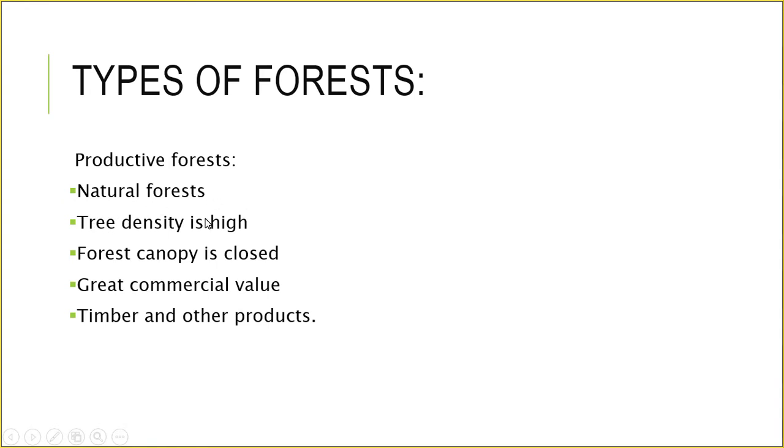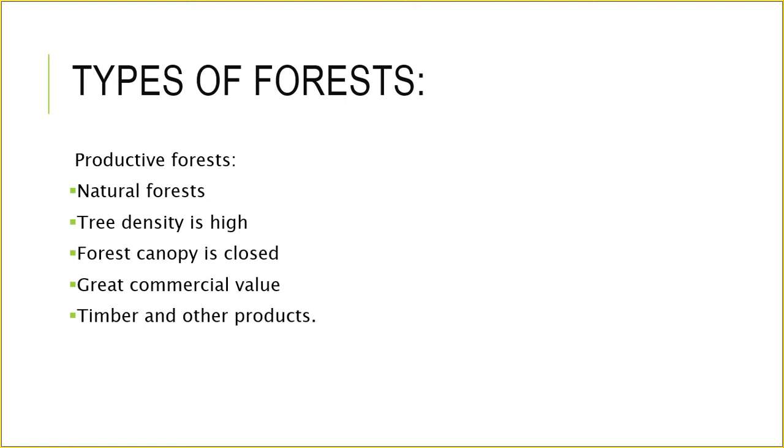Then the tree density is also very high. The trees are very dense. They have a lot of leaves and the forest canopy is closed. If you talk about canopy, it means the top portion of the forest. If you look at the forest from the top, the crowns of the trees are such that the forest would seem to be very closed. The branches of those trees overlap one another, and there is not much space for the light to pass through. That sort of a forest is called a forest that has a closed canopy.